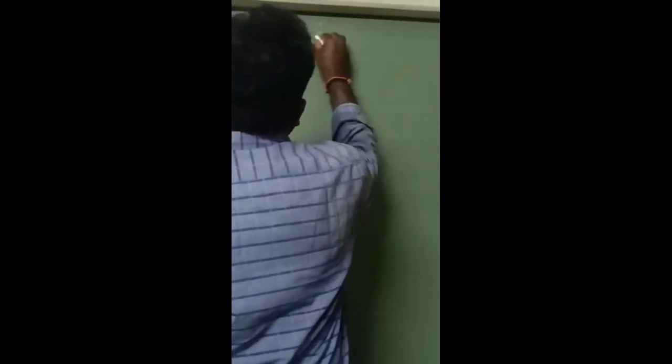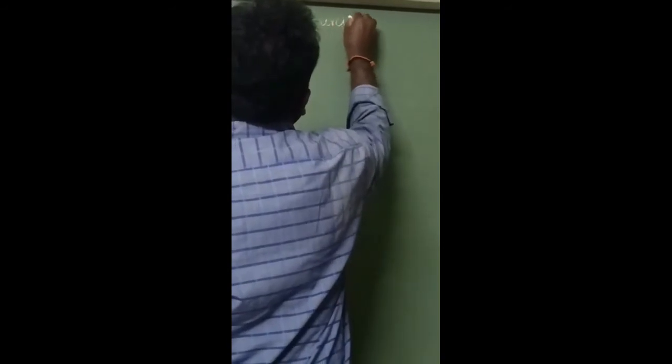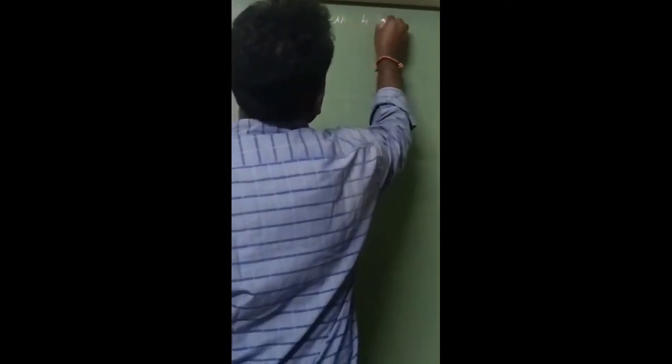Now exercise 4.3. Exercise 4.3, first row, one sums. We will do the homework. And second row, second one. Okay? Here three lines are given. This is a line, and this is another line. This is the third line. This is the transversal.